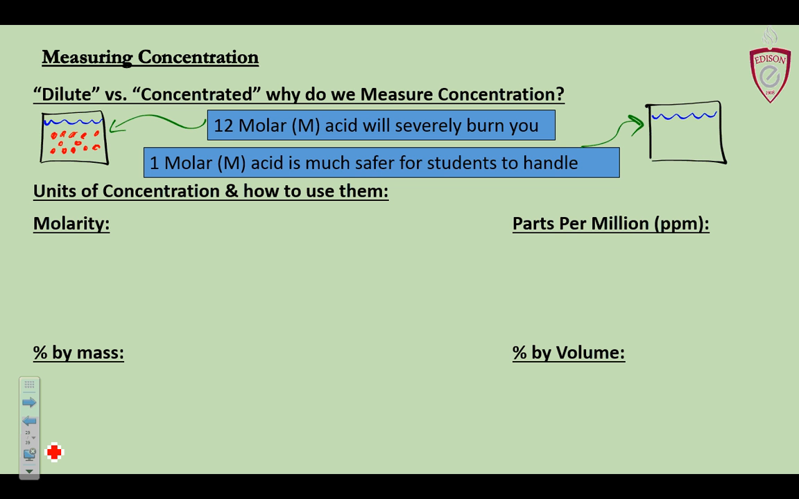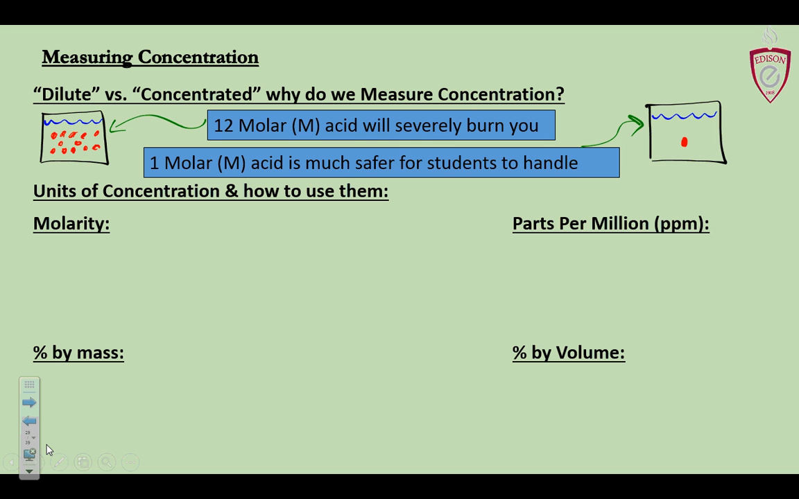Versus 1 molar. Now, it's the same compound. It's still dissolved in water. It's still aqueous. But which one is going to be more dangerous or more effective or more concentrated? Simply the one with more. So concentration numbers, measuring them, calculating them, is finding out which solution has more, which has less. And there are 4 different units of concentration that you should be familiar with.